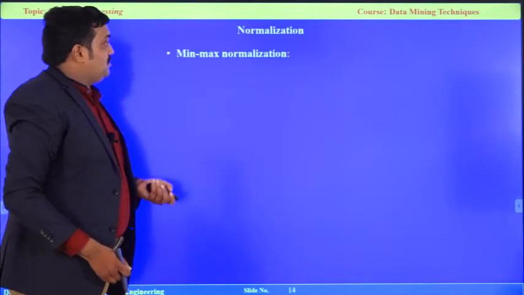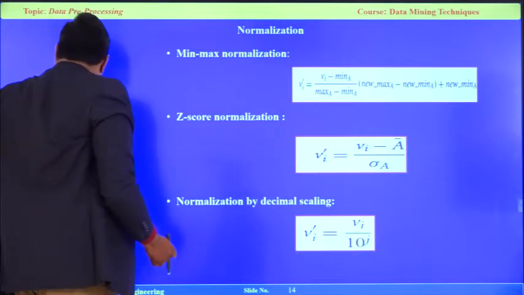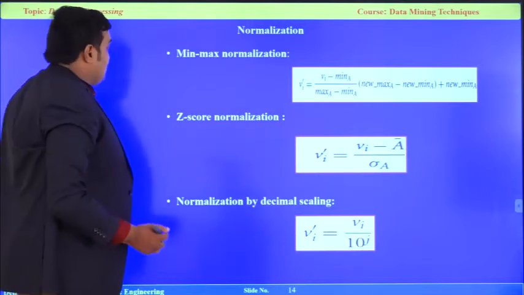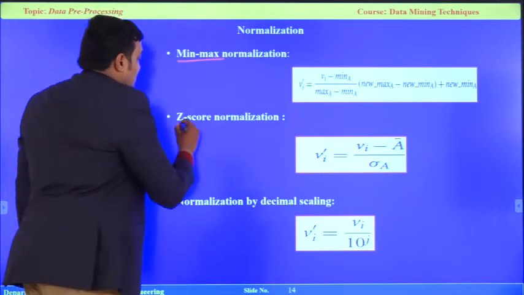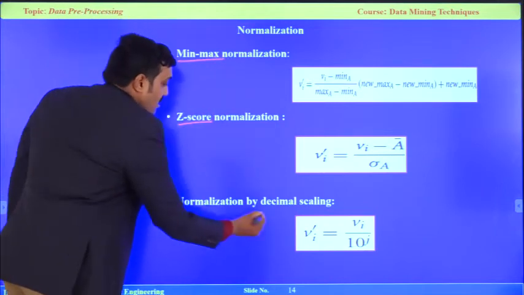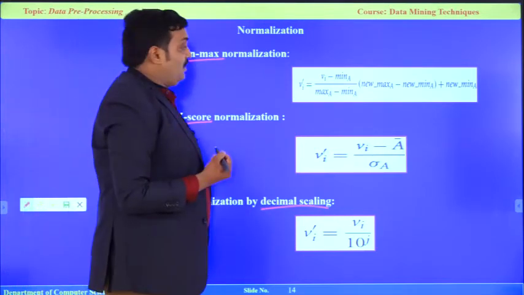Next approach is normalization. The very easiest things. We have min-max normalization, z-score normalization, and decimal scaling. See here, very simple formula.